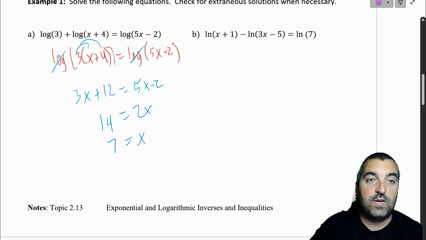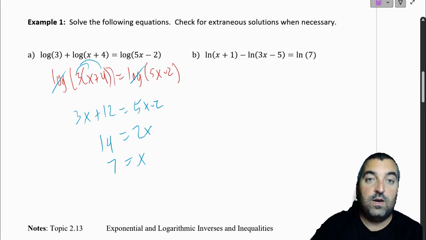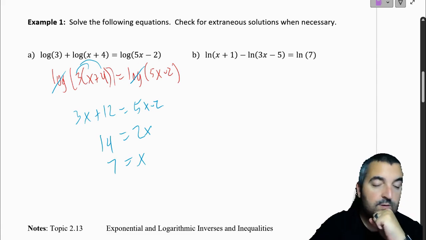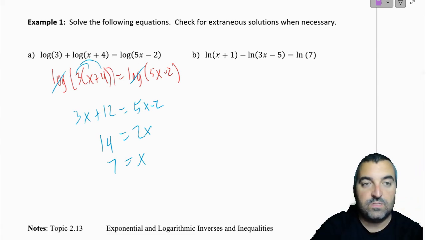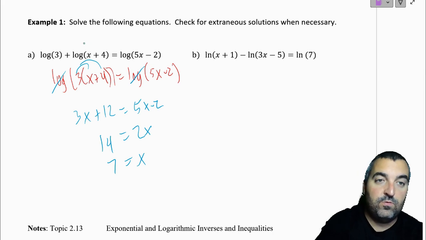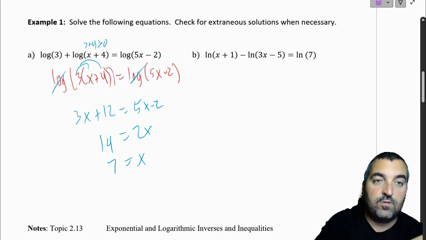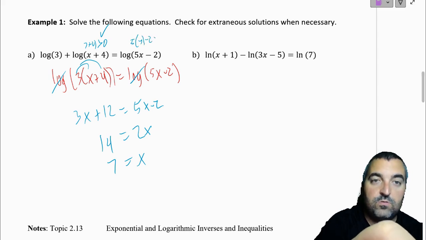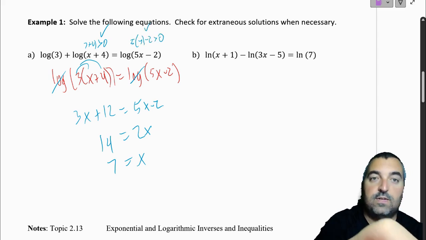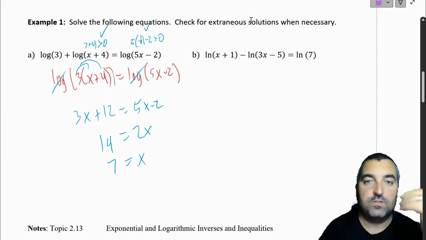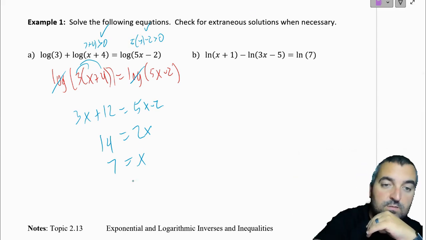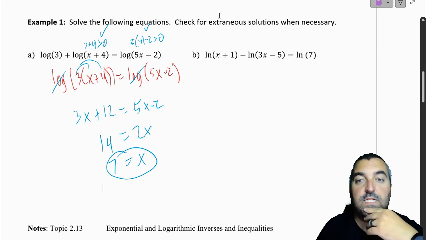But you do want to check to make sure that you will get positive numbers inside of your log, because again, the domain is from 0 to infinity. So you just have to see, do you get positive numbers? So 7 plus 4, is that greater than 0? Yes. Is 5 times 7 minus 2 greater than 0? Yes, that's 35 minus 2, so that's definitely bigger than 0. Okay, so that means x equals 7 is the answer here.